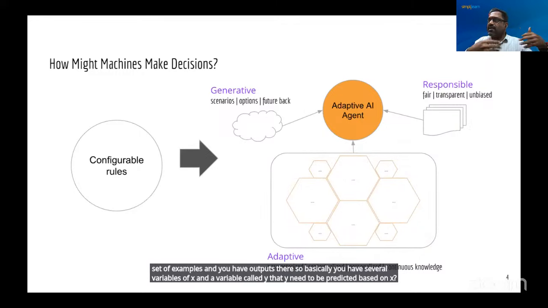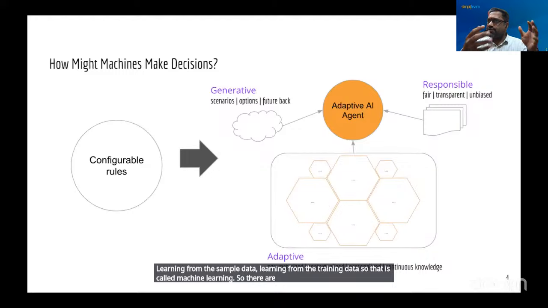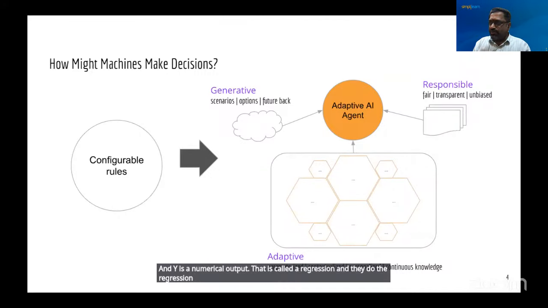Learning from the sample data, learning from the training data. So that is called machine learning. There are algorithms which will statistically learn, or using ensemble learning, using neural networks. They learn the scenarios, but they always learn to the same X. If X is having 5 variables and Y is a numerical output, that is called a regression. And they do the regression and give you the output. Okay, that is how the algorithms are built.